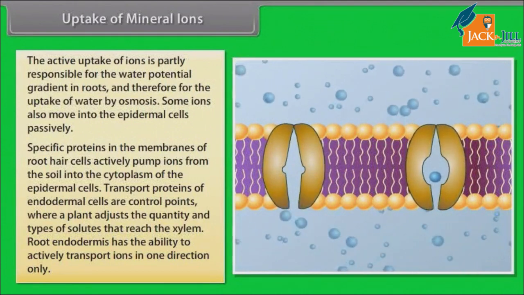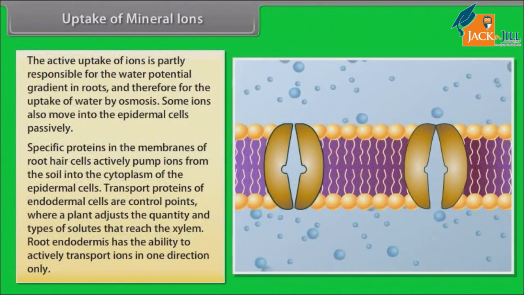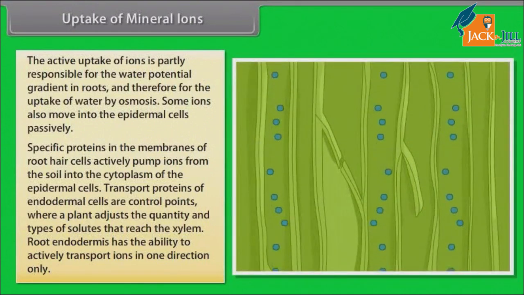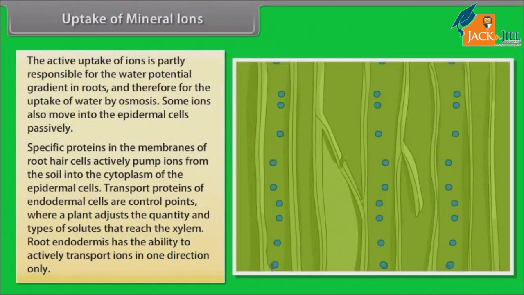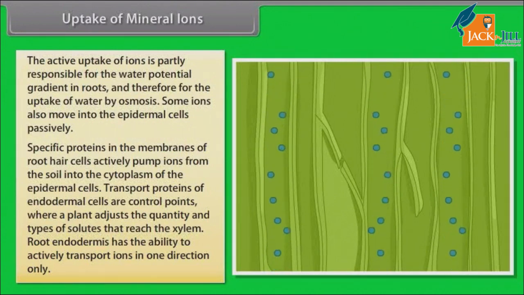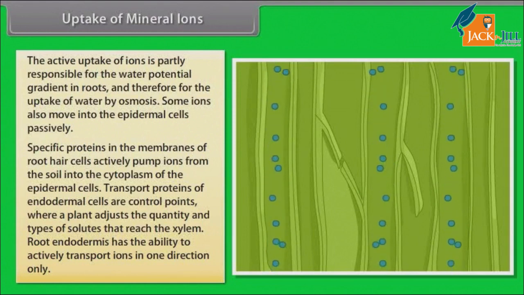They let some solutes cross the membrane, but not others. Transport proteins of endodermal cells are control points where a plant adjusts the quantity and types of solutes that reach the xylem. Note that the root endodermis, because of the layer of suberin, has the ability to actively transport ions in one direction only.